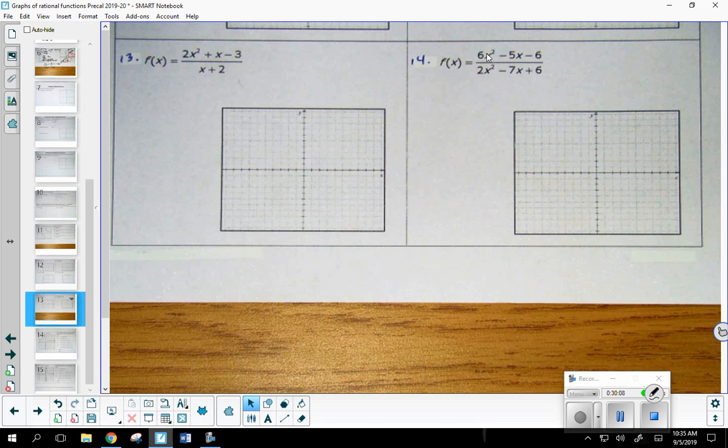Now, again, you can use any method you like. In order to factor these trinomials, what do I like to use?